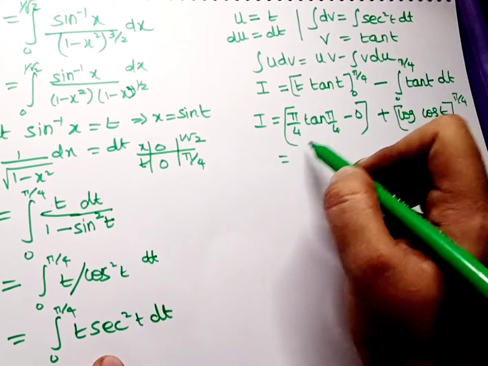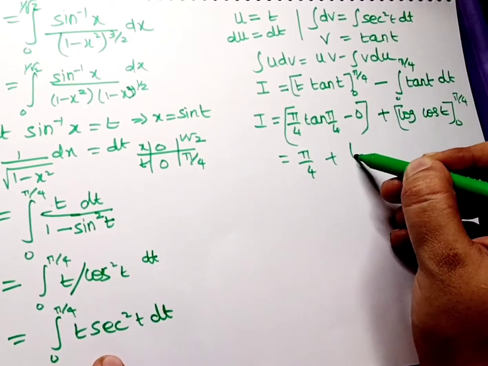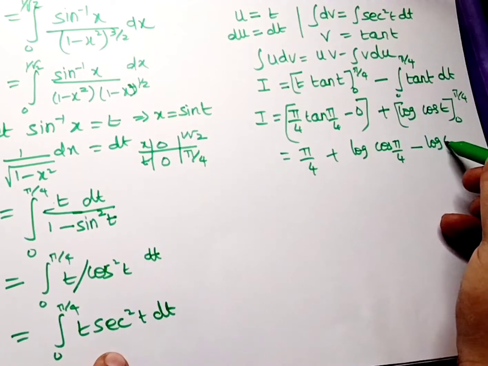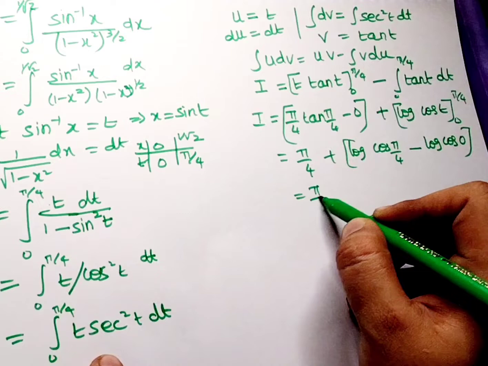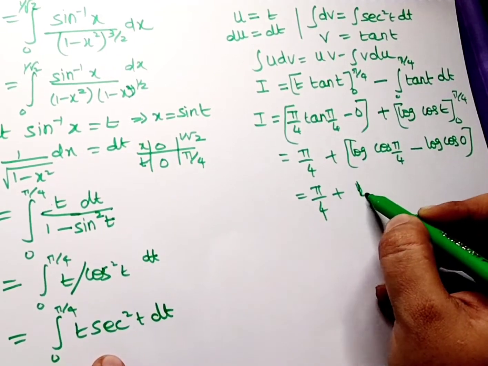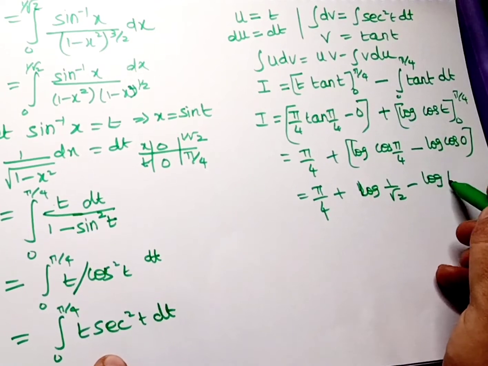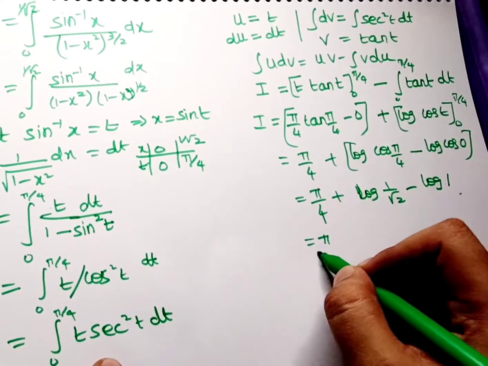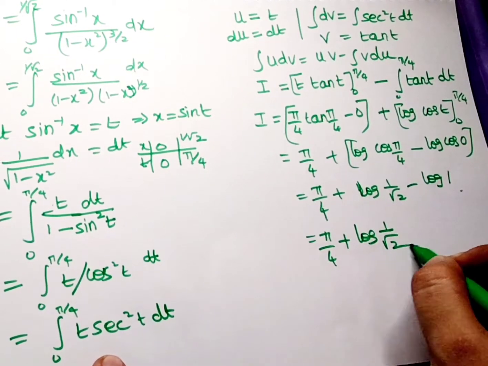So tan pi by 4 is 1, 1 into pi by 4 is pi by 4, this is 0. Upper and lower limits for the second term, so log cos pi by 4 minus log cos 0. So we get cos pi by 4 as 1 by root 2. So pi by 4 plus log 1 by root 2. Cos 0 is 1, so minus log 1, and we know log 1 is 0. And this can be written as pi by 4 plus log of 1 by root 2.